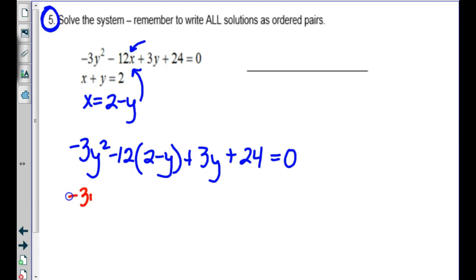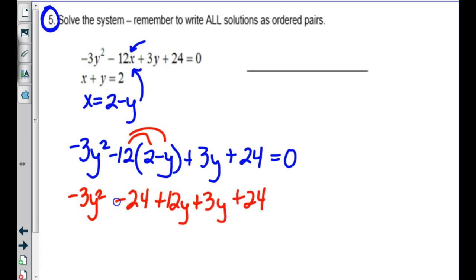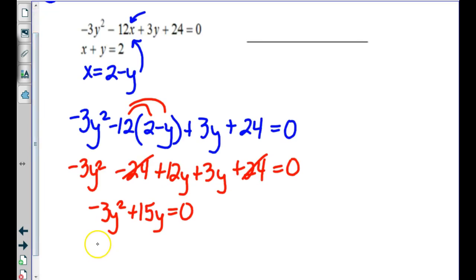All right, so we have a negative 3y squared. Distributing here gives me what, guys? And then, okay, so I have a negative 3y squared plus 15y equals 0. Then what? Okay, I can also take out what? A 3y or a negative 3y, whichever you want. If I divide each by negative 3 and a y, what will I have?